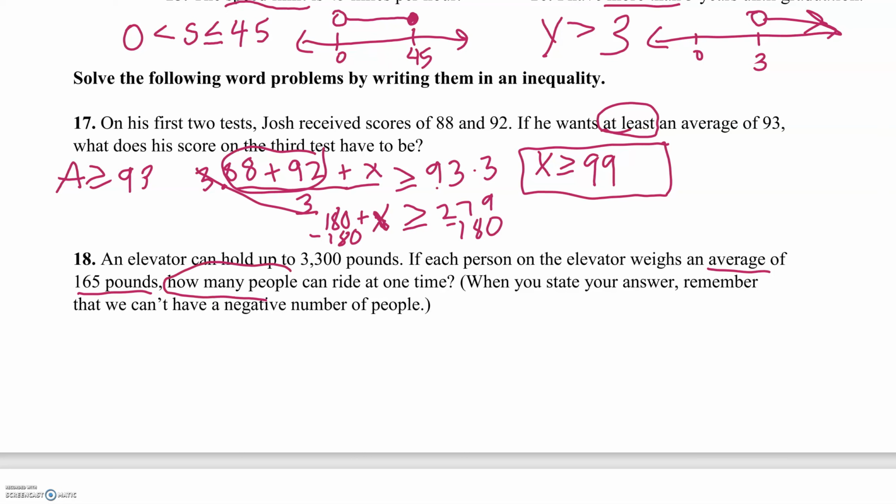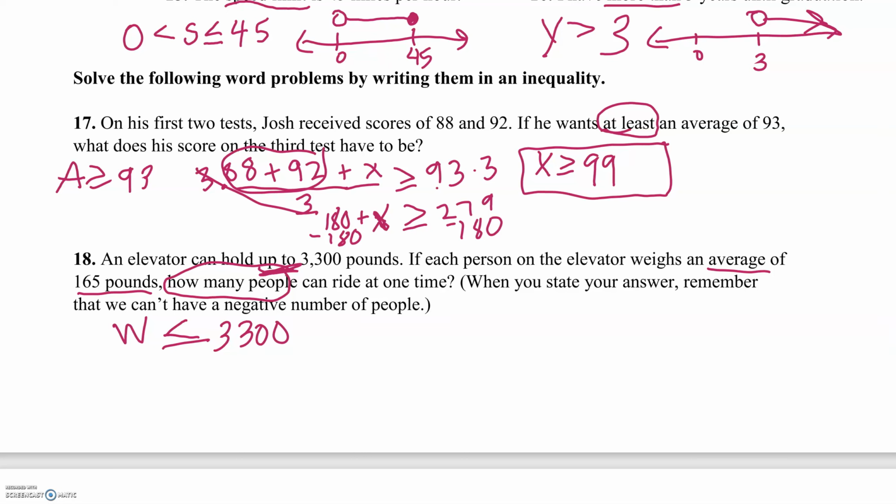So this how many people is not going to be an exact number because we want the most that they can ride on the elevator and less than that. So that's where our inequality is coming in. These words up to tell us that it could be anything less than 3,300 pounds. So let's do W for the weight of the elevator. And we want that to be less than or equal to 3,300 pounds. We'll talk about that part in parentheses in just a minute.